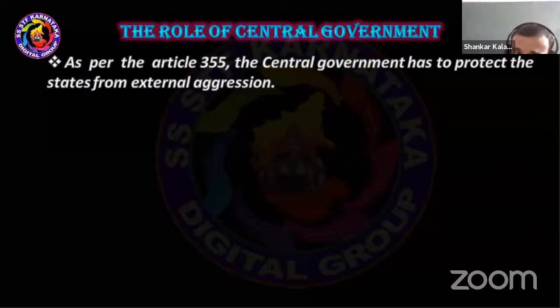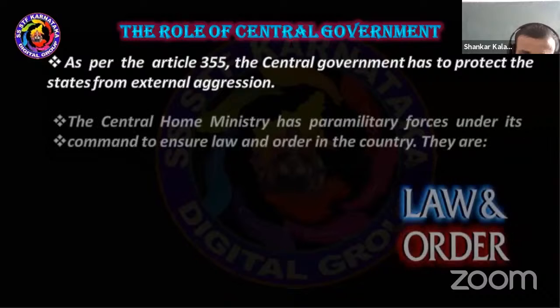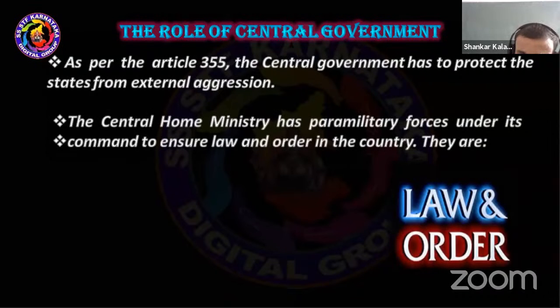According to that, the central government assures all state governments protection from external aggression. Whenever any foreign country tries to occupy the territory of India or any state of India along the border, the central government will take the necessary actions to prevent it.